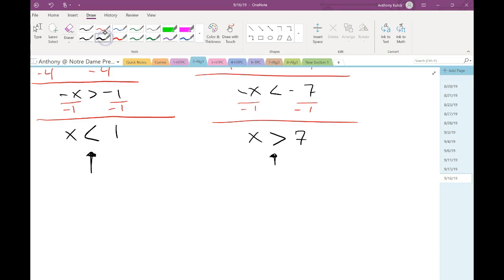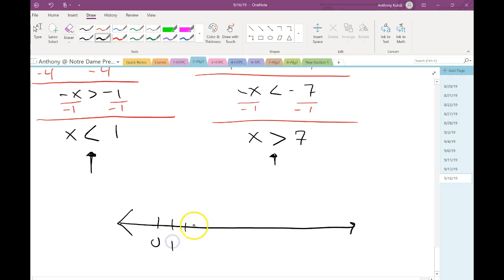And now we'll plot these on the number line. So at 1, we're going to use the open circle and draw the arrow to the left. And at 7, we'll have an open circle and draw the arrow to the right. What word do we use when the arrows point away from each other? Or.